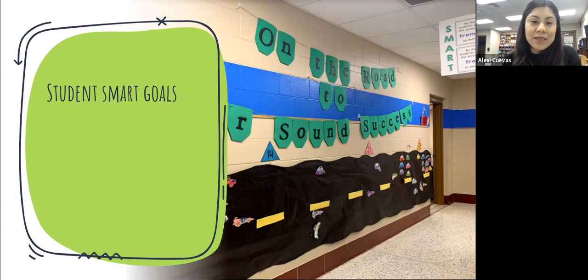Once we assessed that skill again, we would go out to the hallway and they would get to move their car up, and we would celebrate them and clap for them. They were all super excited to get to move their car up the road. So this is just one way for students to set SMART goals. You want to make sure that students understand what SMART goals are and explain that to them so that they fully understand why we're doing what we're doing.